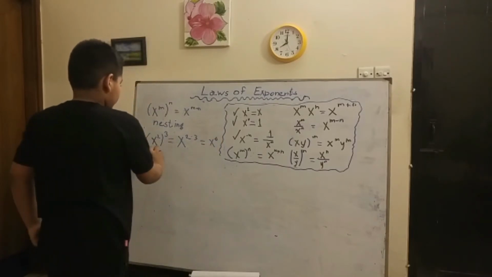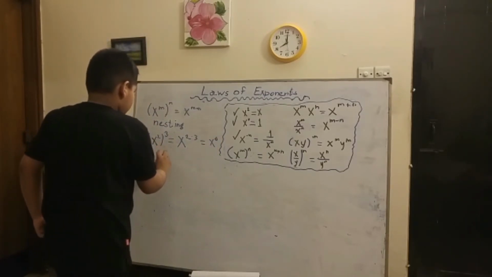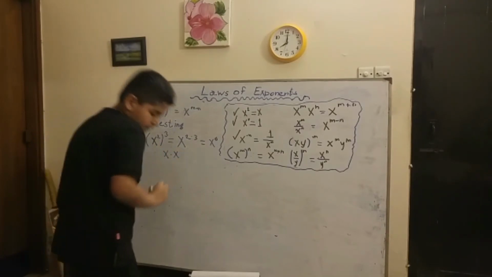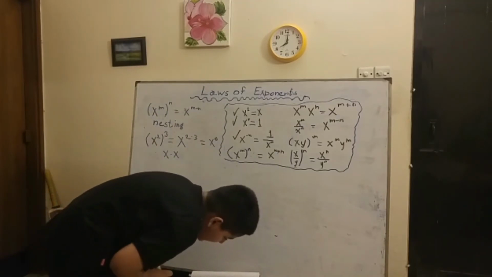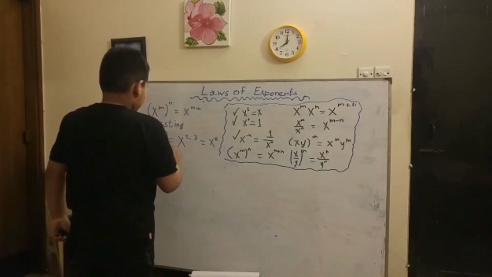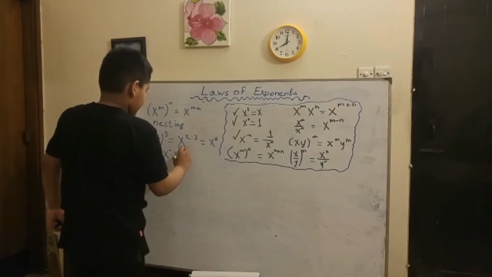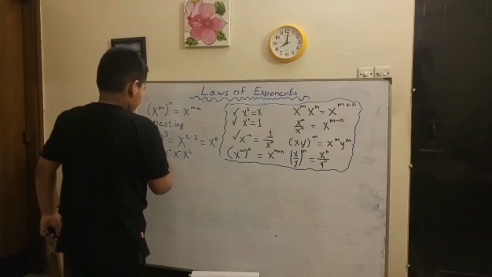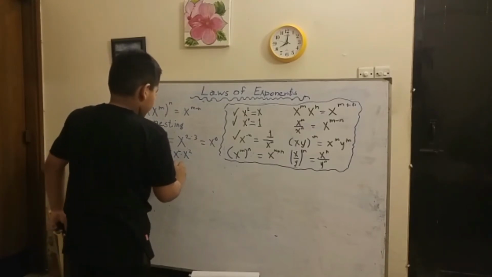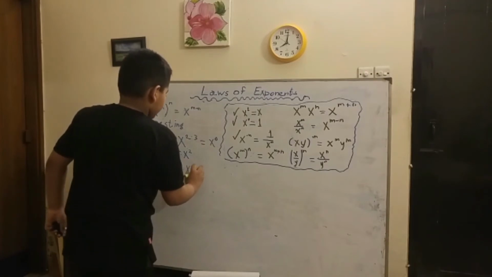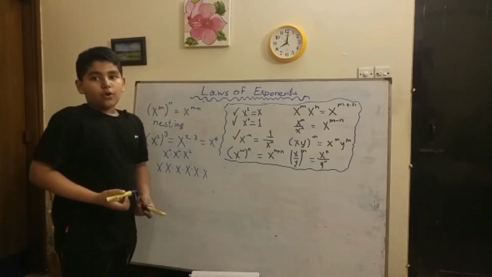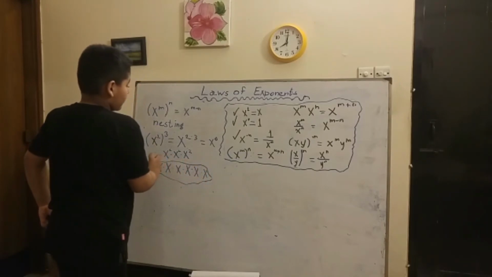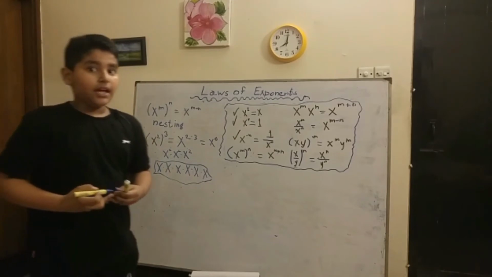Let's see this in action. x squared to the third particularly means x squared times x squared times x squared. x squared can be derived as x times x. So these are 6 x's. Wow! These laws do really apply.